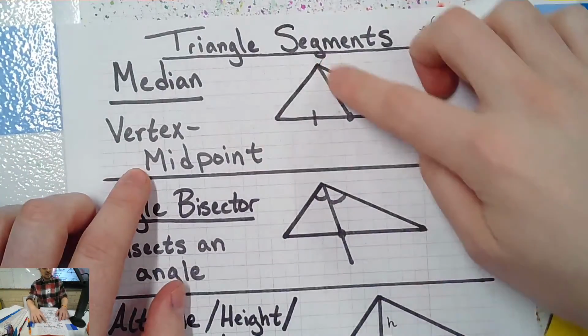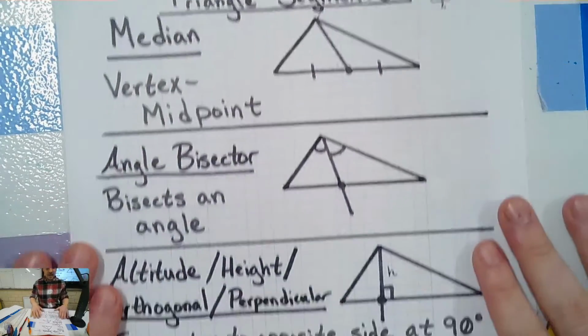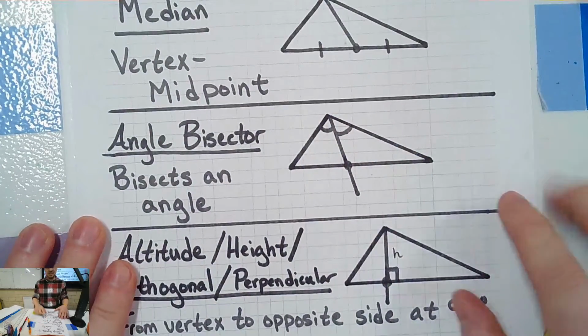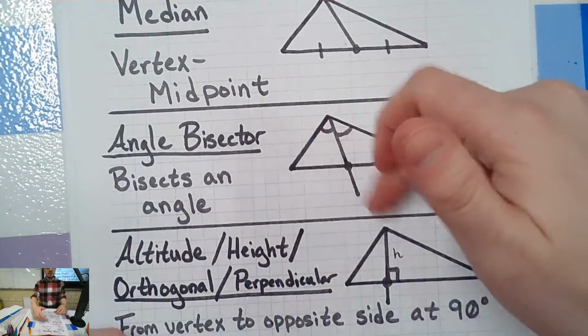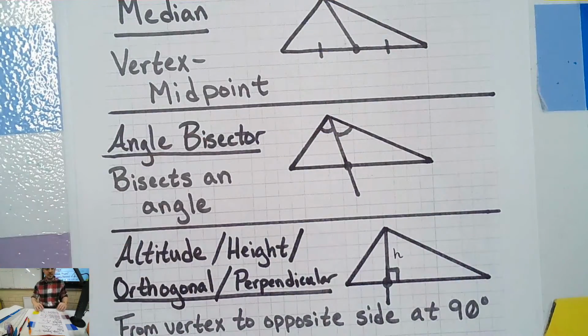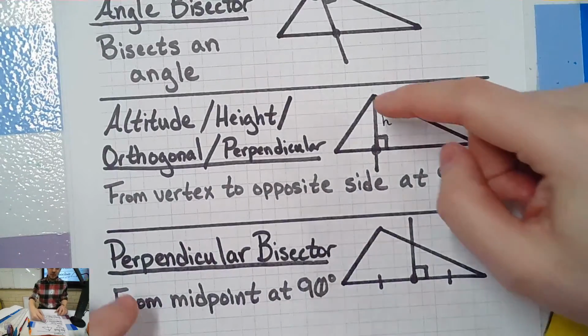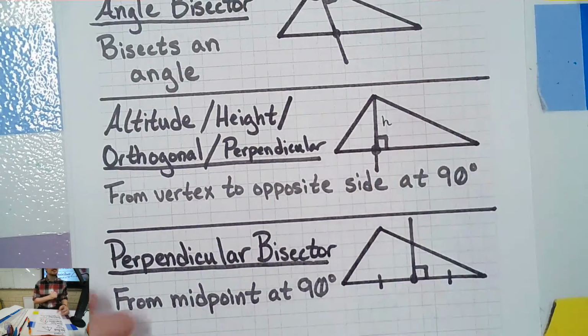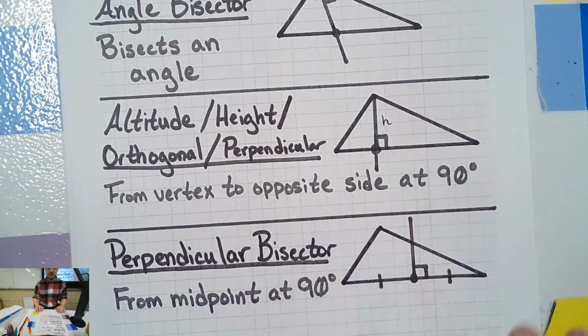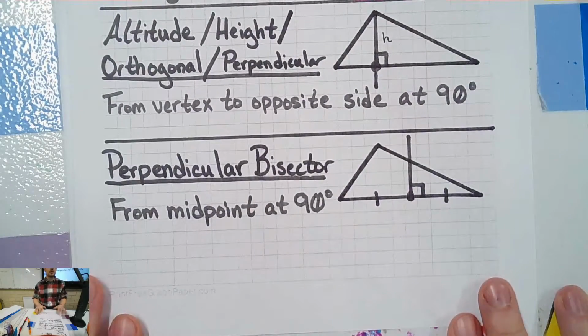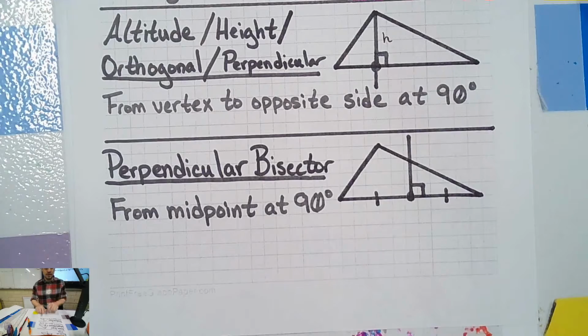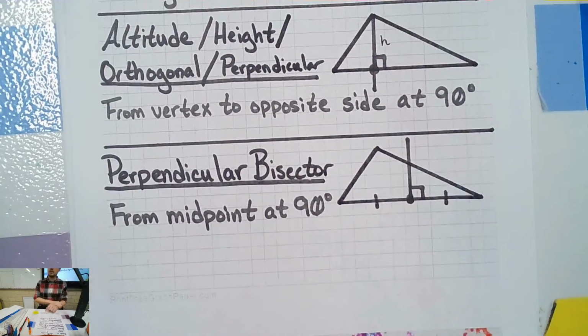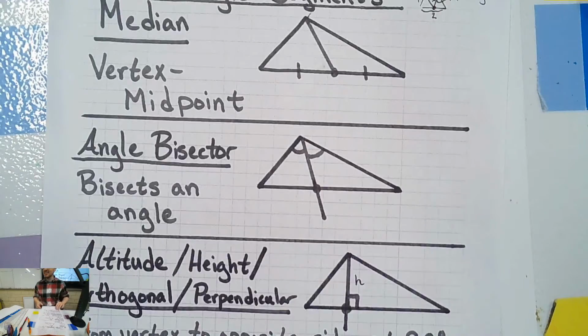Vertex to midpoint, median. Angle bisector, everybody loves that one. Does it hit in the middle? Does it hit any special spot? No. It just cuts the angle in half. That's all we're saying. Angle bisector. Height. Drops from a vertex down to 90. Does it cut it in half? No, not necessarily. Nothing special. Just hits it at 90. And then perpendicular bisector is a weird one. It's very specific. Midpoint and up at 90. Feeling good? Yes. All right.